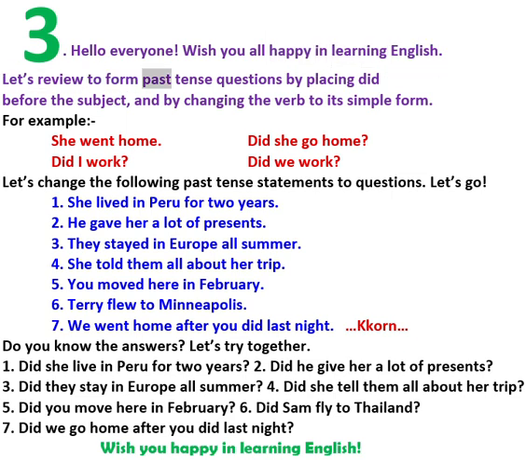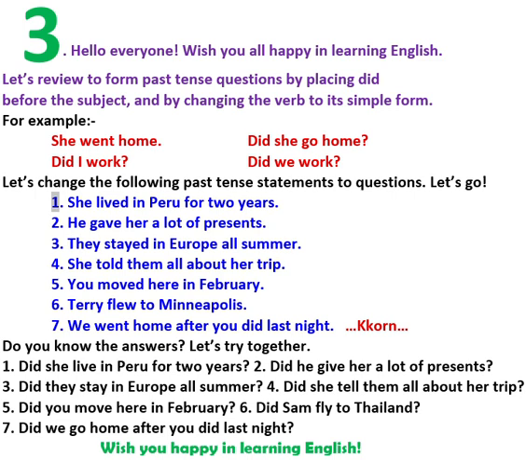Let's review how to form past tense questions by placing "did" before the subject, and by changing the verb to its simple form. For example, she went home. Did she go home? Did I work? Did we work? Let's change the following past tense statements to questions.